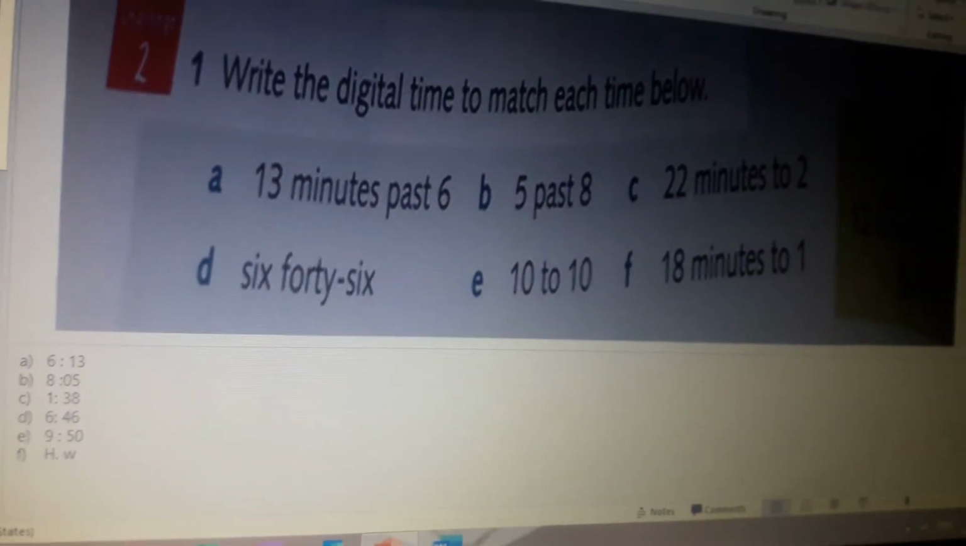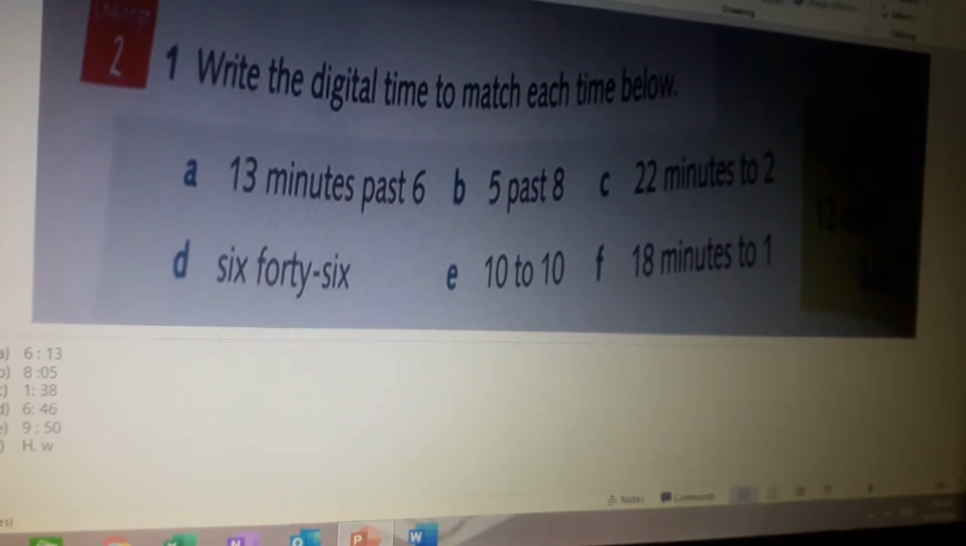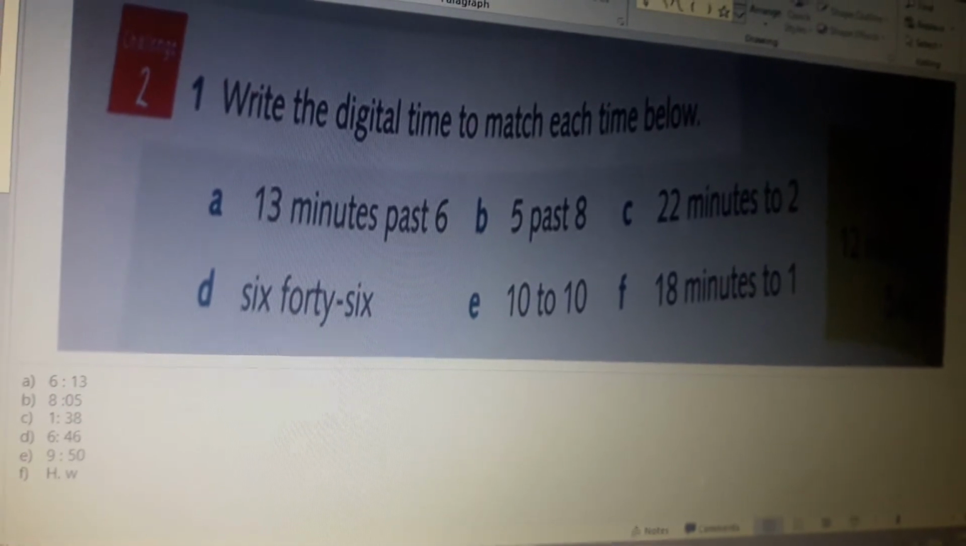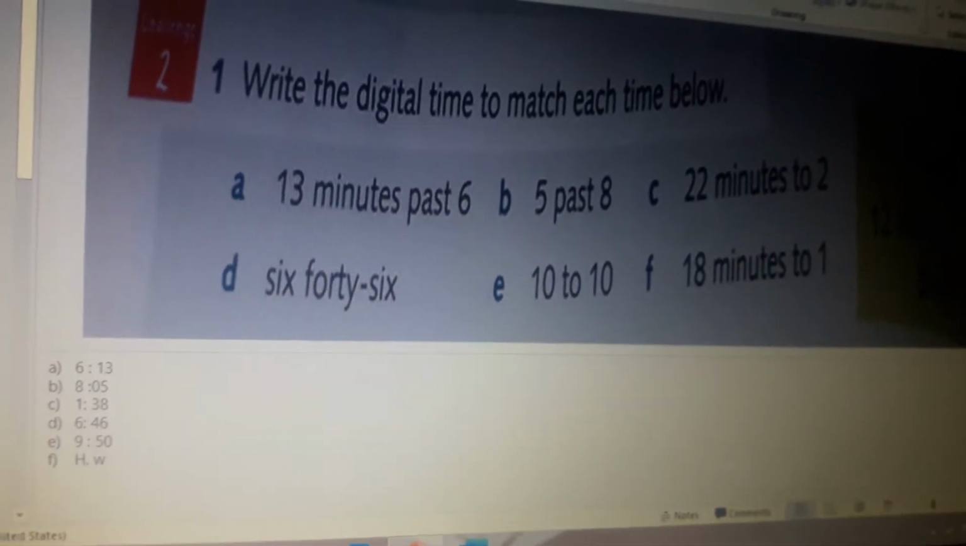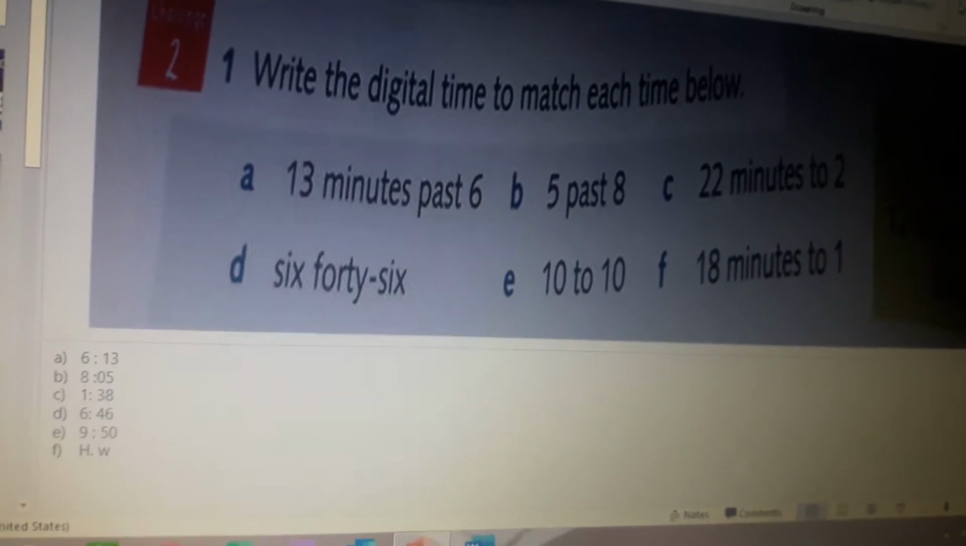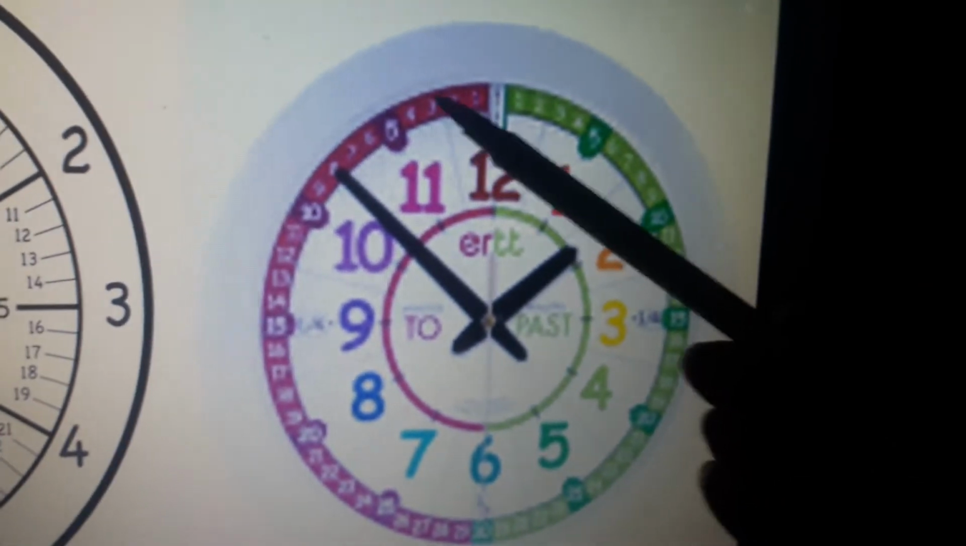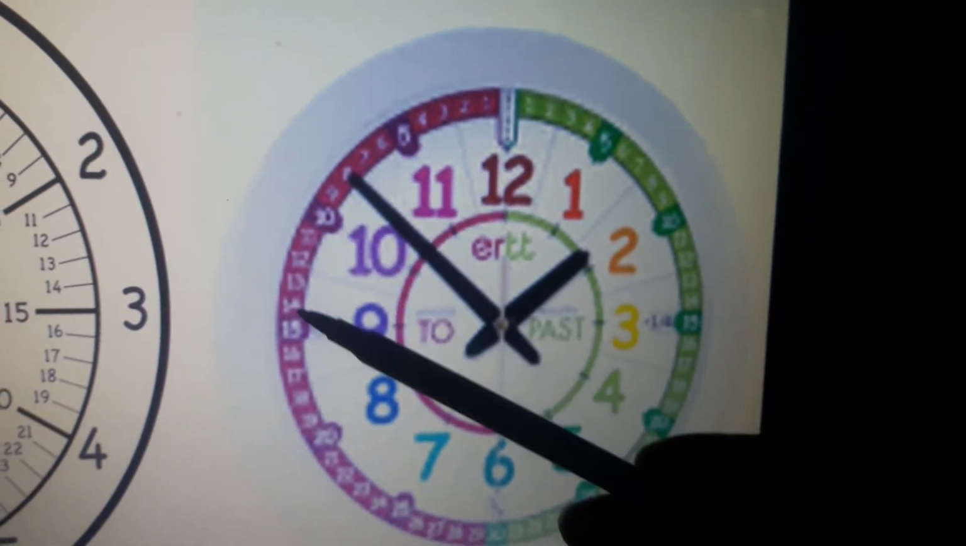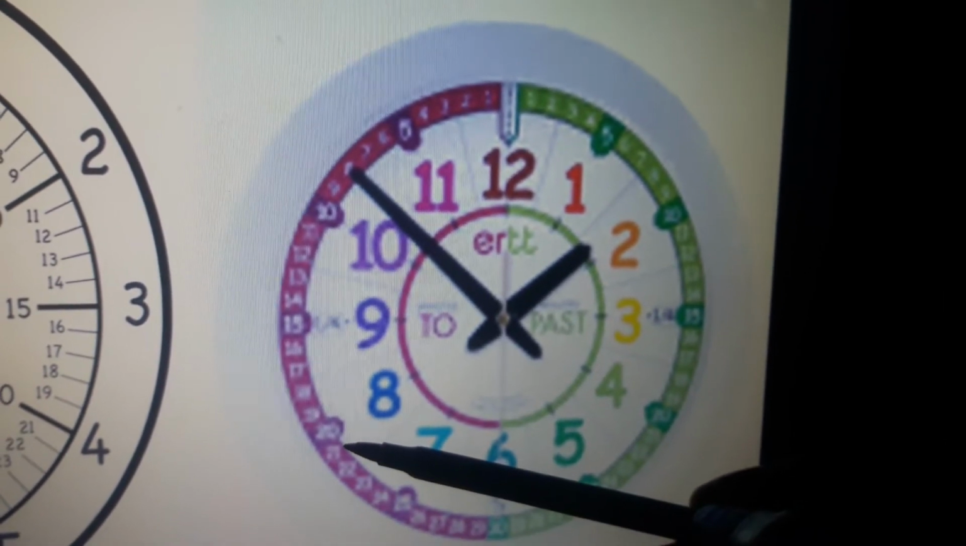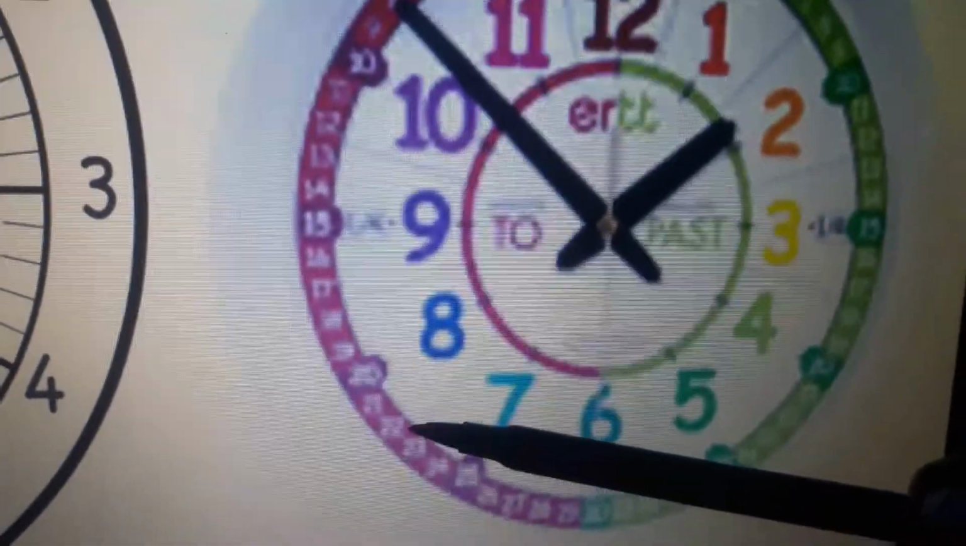Because the digital clock must have 2 places in the minute. Okay, number C, 20 minutes to 2. Where is the place of this one? We are going to move to the clock. Let's count: 5, 10, 15, 20, after the 20 by 2. This is the place of 22 minutes.